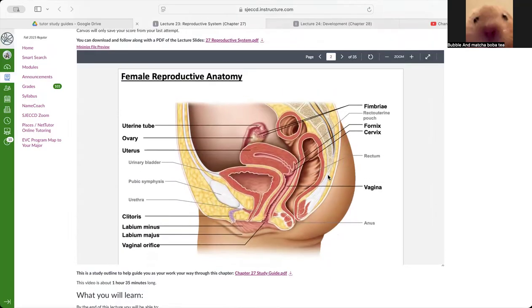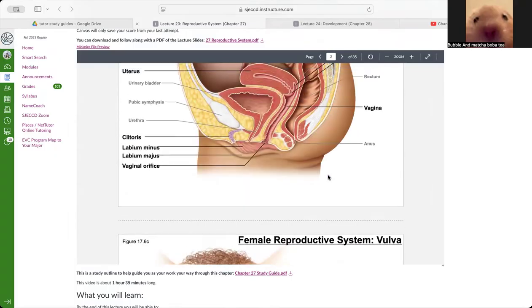Okay, so we're gonna go over the reproductive system. Basically, the female can create oocytes. They have mammary glands for nourishing a baby. The anatomy has ovaries that lead to a uterine tube, and the uterine tube leads to the uterus, which is separated from the vagina by the cervix, and the vagina exits the body.